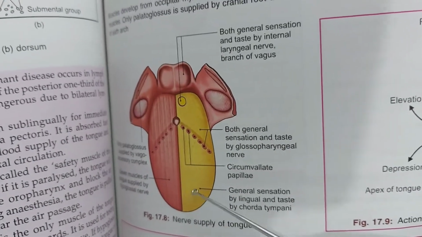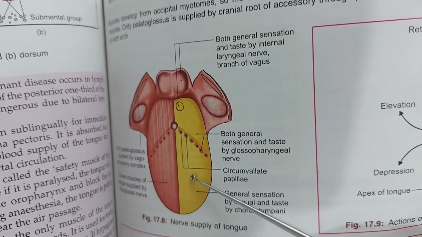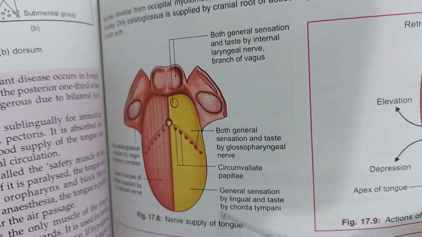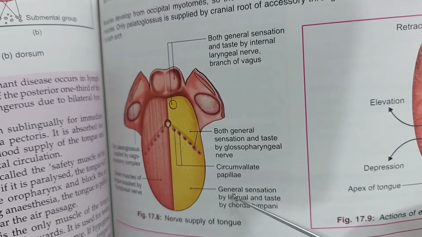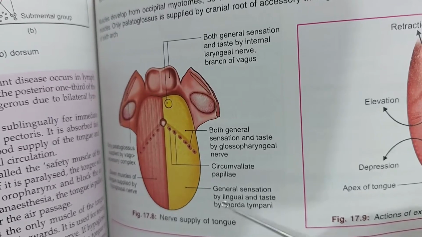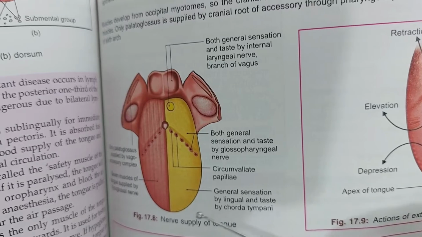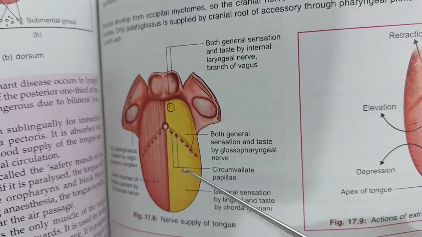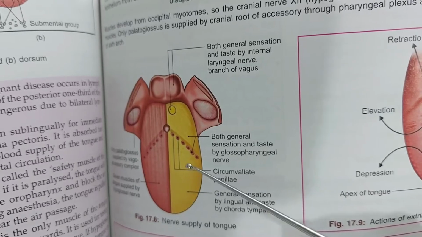And the sensory supply from the tongue is divided into the general sensation. That means all types of touch, pain, pressure, vibration, these are the general sensation. This general sensation of the tongue has different nerves.